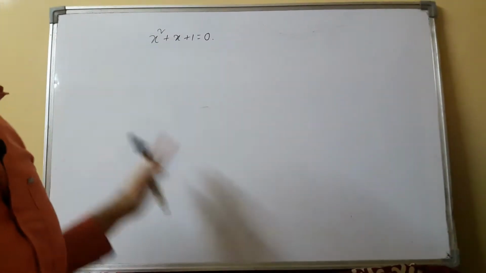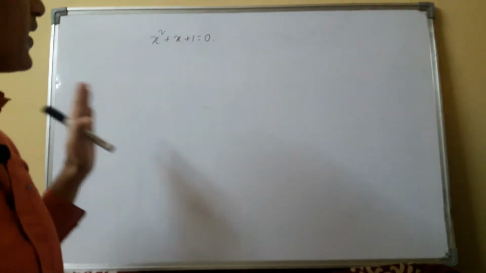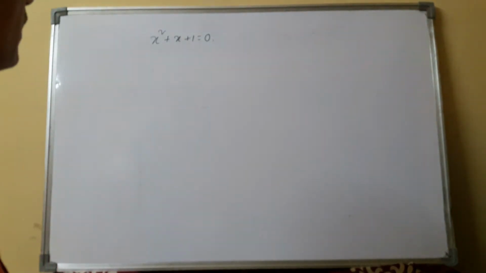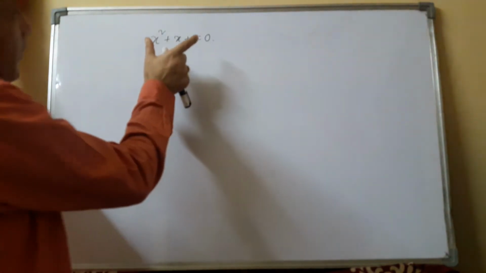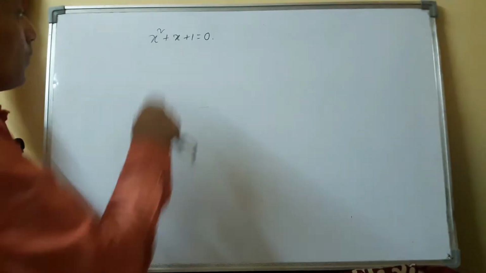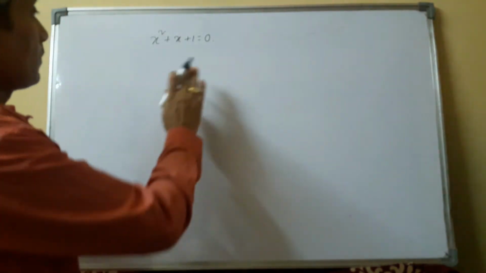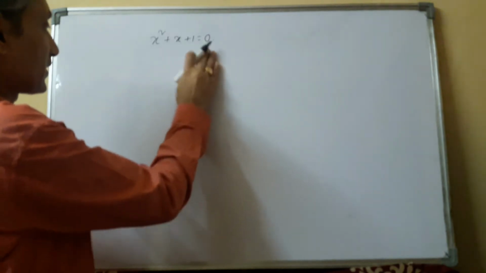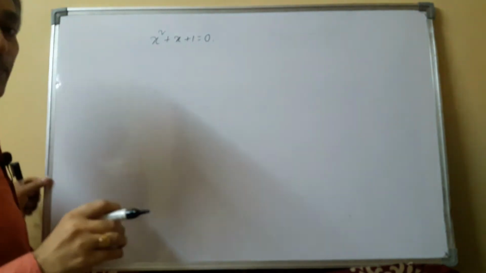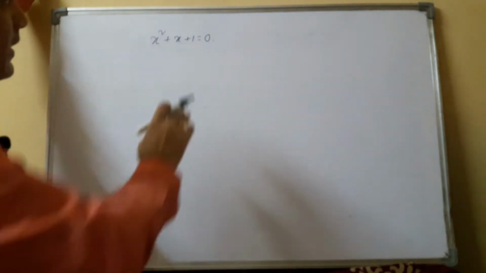Today I am going to discuss something regarding extraneous roots. Now I have written an equation which is a quadratic equation. Now look, what are the kind of mistakes that we can make while solving this?